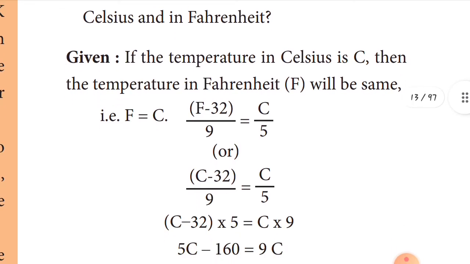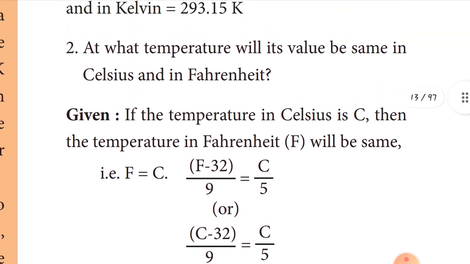Here you write that Fahrenheit and Celsius will be the same. We are using the formula, children, which you already know: F minus 32 divided by 9 is equal to C by 5. Suppose you change the formula, because you are saying Fahrenheit is equal to Celsius. Here the first question you have to read again, children: Celsius and Fahrenheit will be the same.